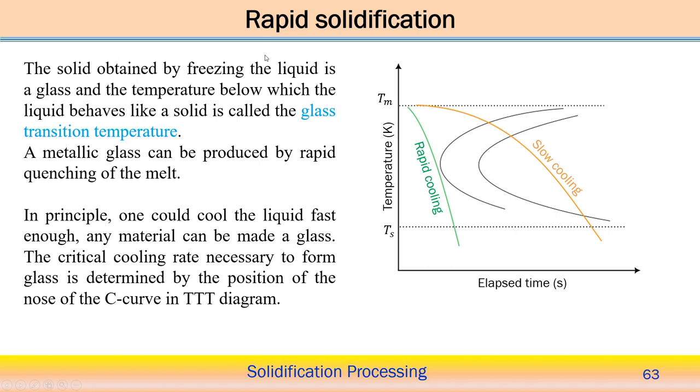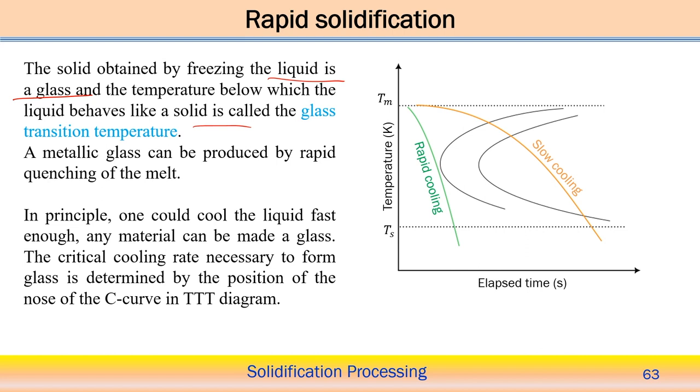Now you can see in this diagram that the solid obtained by freezing the liquid is a glass, and the temperature below which the liquid behaves like a solid is called the glass transition temperature. So the freezing of the liquid occurs at a very low temperature, and it looks like a glass with a particular structure. This is not exactly the melting point or liquidus temperature. When rapid solidification occurs, we can define this temperature as the glass transition temperature.